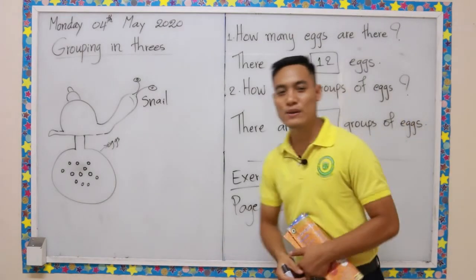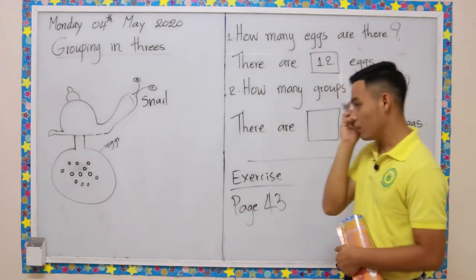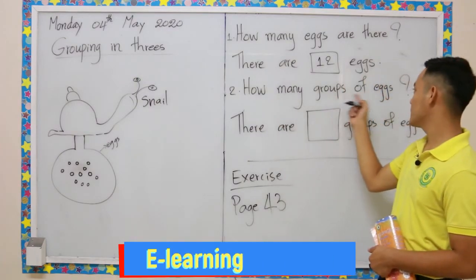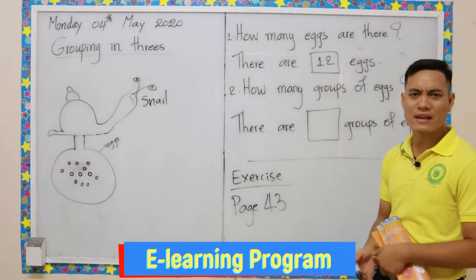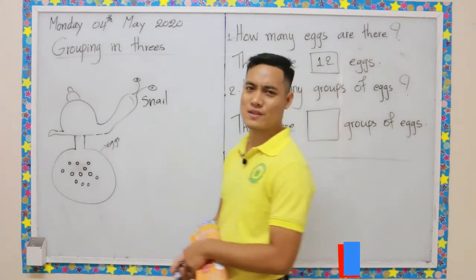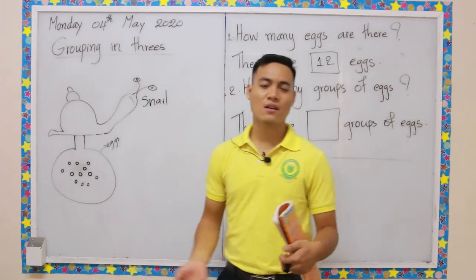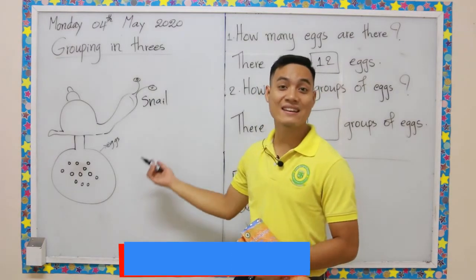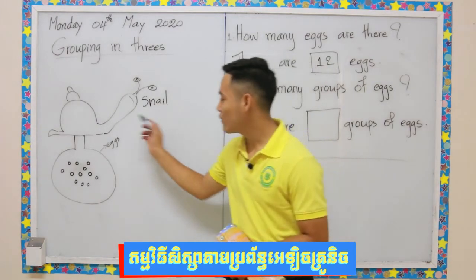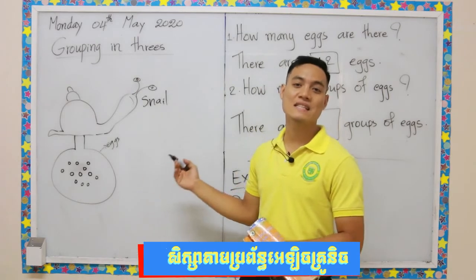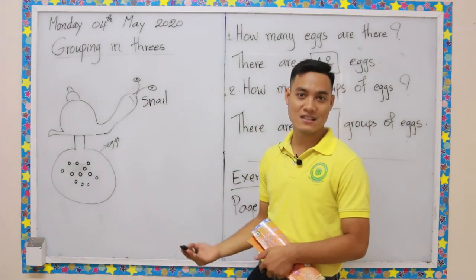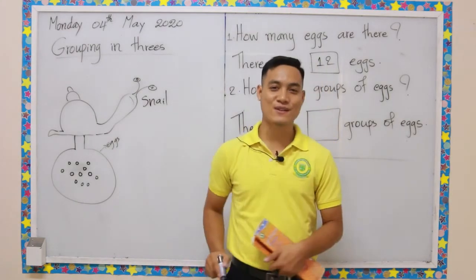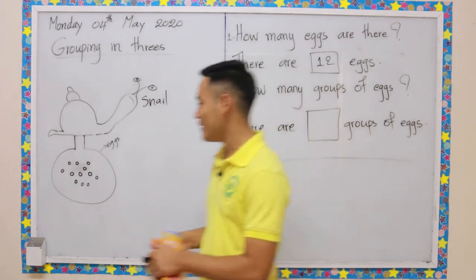You're right. Now we go to question number 2. How many groups of eggs? Can you answer that? No, you can't. Why? Because we haven't done the example yet. So we need to group in 3s first before answering the question. So start doing it together.